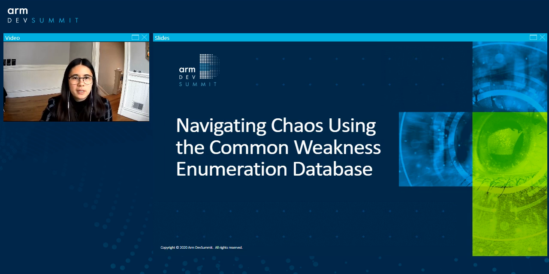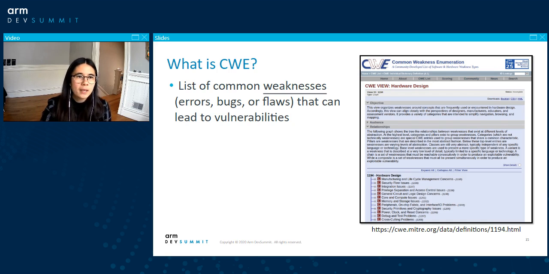So how can we navigate the chaos of security and address some of these challenges? The first is by using the Common Weakness Enumeration Database. So what is CWE? CWE is a list of weaknesses. These are errors, bugs, or flaws that can lead to vulnerabilities. And CWE has been around for decades in the software domain, but not until very recently has it been extended to include a list of weaknesses that commonly occur in hardware designs.